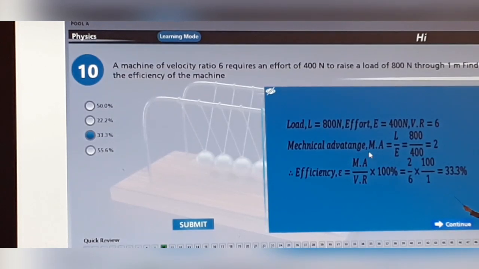Now that we have the mechanical advantage, using the formula for efficiency, mechanical advantage divided by velocity ratio times 100%. For mechanical advantage, we have 2. For velocity ratio, we have 6. So 2 over 6 times 100 over 1 will give us 33.3% as our answer.